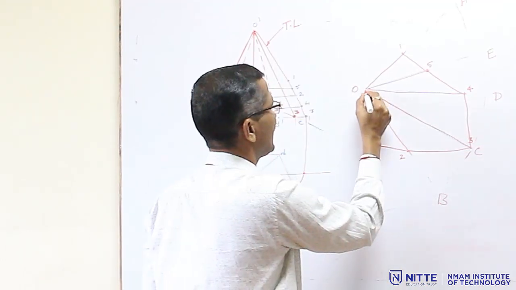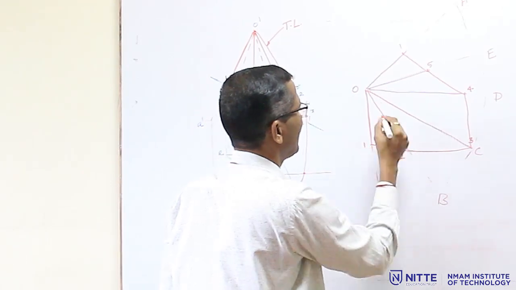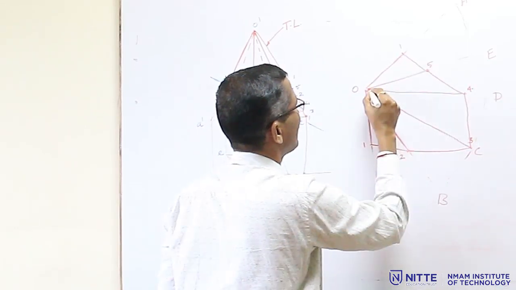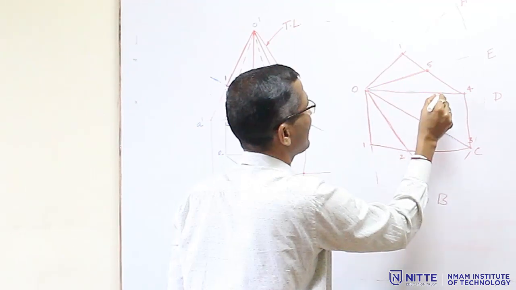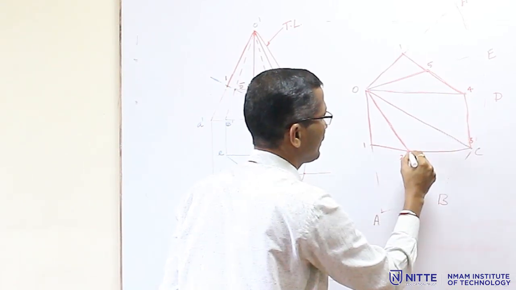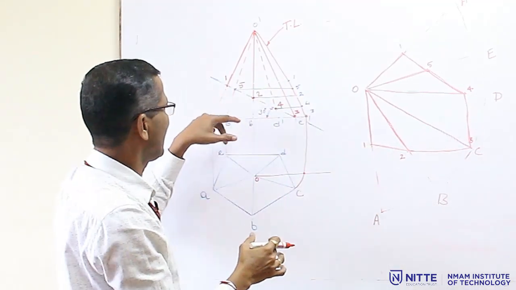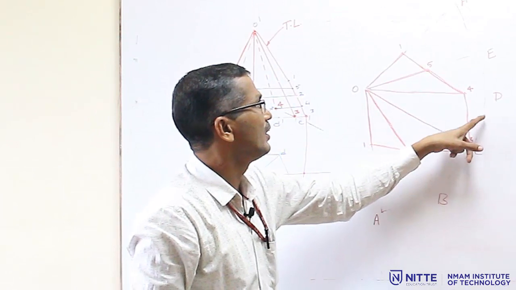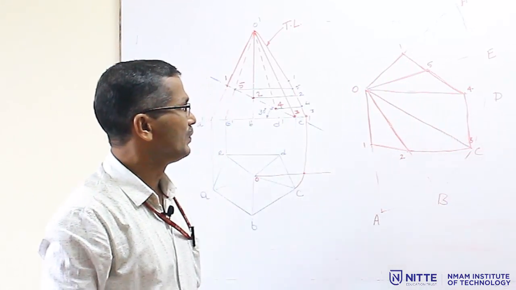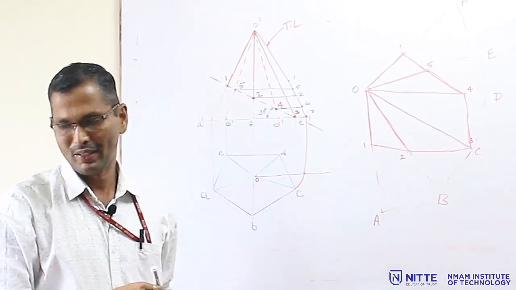So this is the required development for the sectioned part, like this. So you make it dark, all these edges also you have to make it dark. If the bottom part is retained and the top part is removed, then you have to darken the remaining part, and this portion you have to keep it as a light line. So this is about the development of a sectioned pyramid.